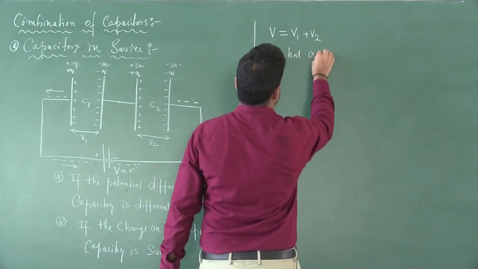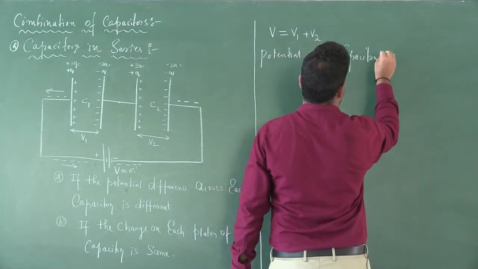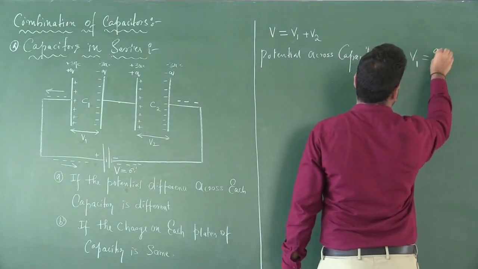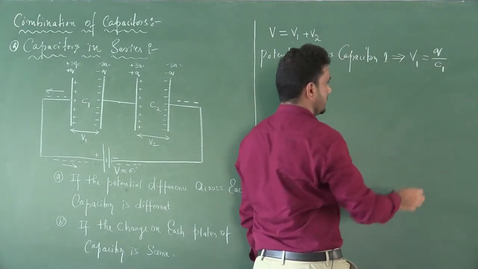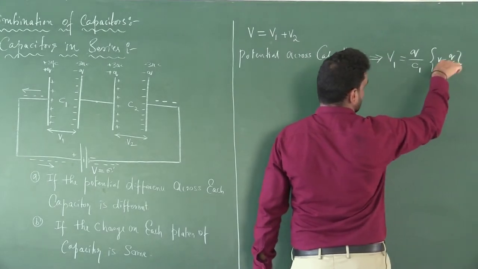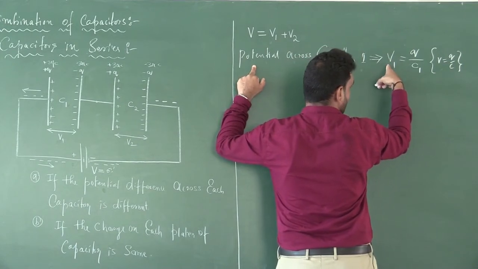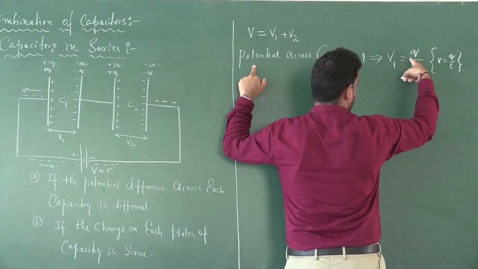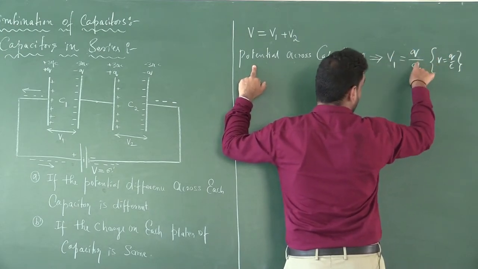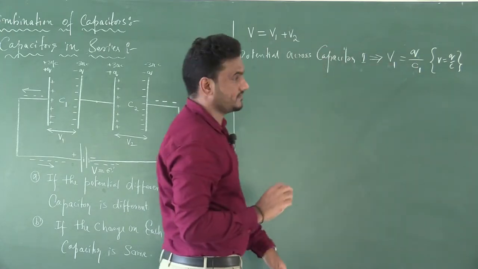Potential across capacitor 1, that is V1. What is the equation? Q by C1. The general equation is V is equal to Q by C. By using this equation, I am talking about the potential across capacitor 1, so I gave the name V1. The charge on each plate of the capacitor is the same. So I did not mention Q1 here because the charge is the same, divided by C1. Since I am talking about capacitor 1, it will be C1.